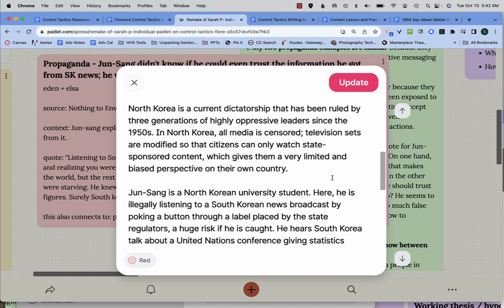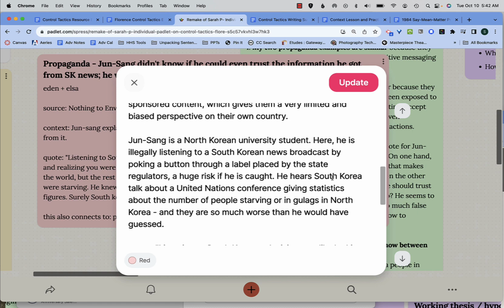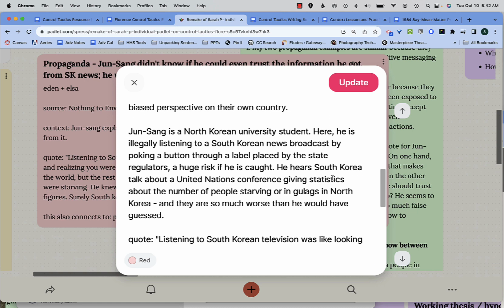So I've written my general context. Now I've written my specific context. It says, Jun Sung is a North Korean university student. Here, he is illegally listening to a South Korean news broadcast by poking a button through a label placed by the state regulators, a huge risk if he is caught. He hears South Korea talk about a United Nations conference giving statistics about the number of people starving or in gulags in North Korea, and they are so much worse than he would have guessed.